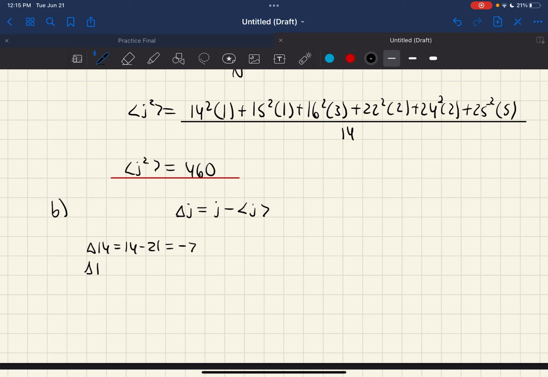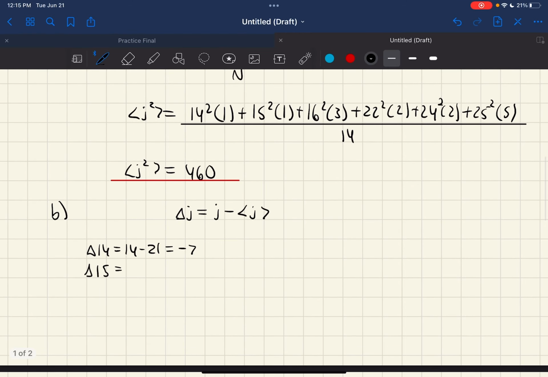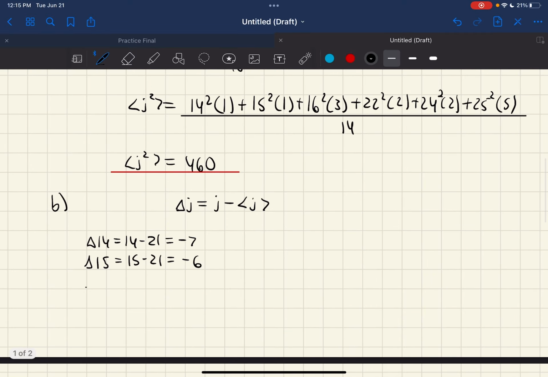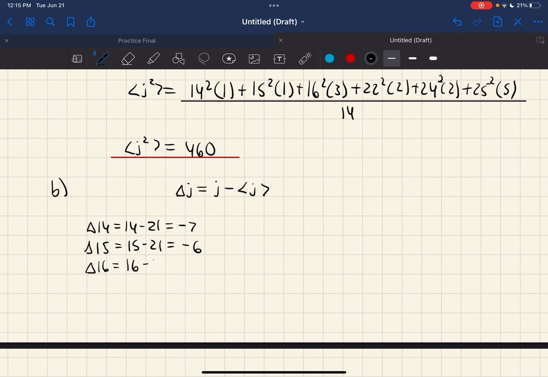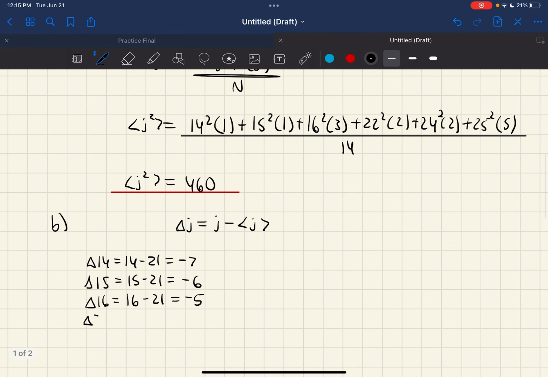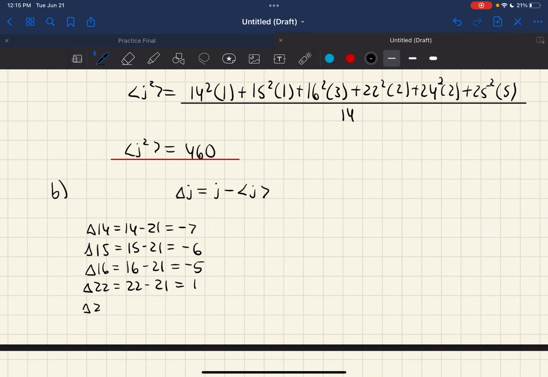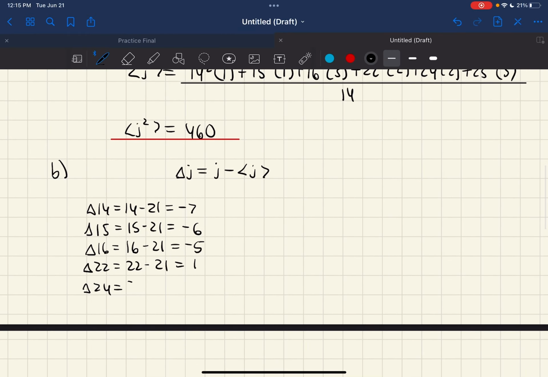Then delta 15 is equal to 15 minus 21, which is negative 6. Delta 16 is equal to 16 minus 21, which is negative 5. Delta 22 is 22 minus 21, which is 1. Delta 24, I believe, is next: 24 minus 21, which is equal to 3. And finally, delta 25 is equal to 25 minus 21, which is equal to 4.